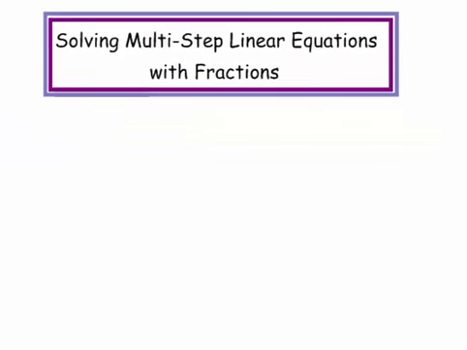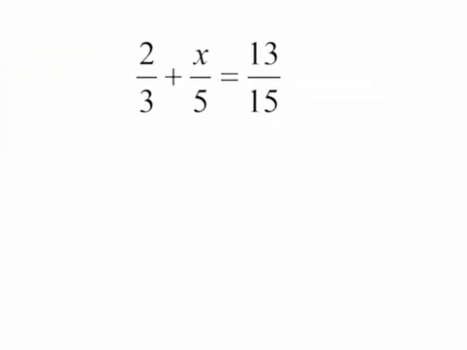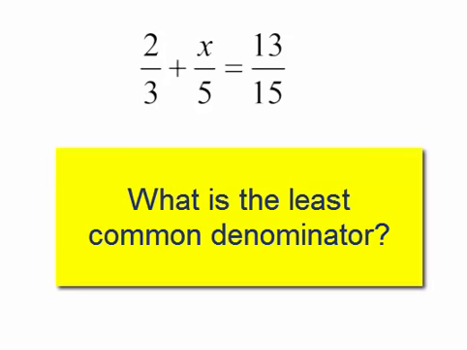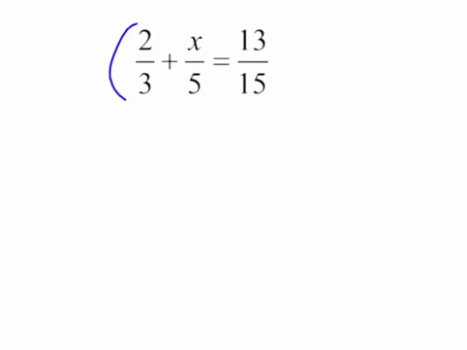So let's work a few problems on solving multi-step linear equations with fractions. So the next problem I want to do is 2/3 plus x over 5 equals 13/15. I do see that I have lots of fractions. I would love to get rid of those fractions to make my problem a little easier. Let's find the least common denominator. I have 3, 5, and 15, and they will all divide into 15. So I will be multiplying the left side by 15 and the right side by 15.